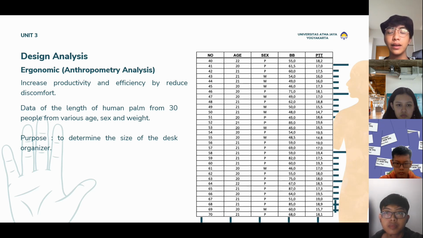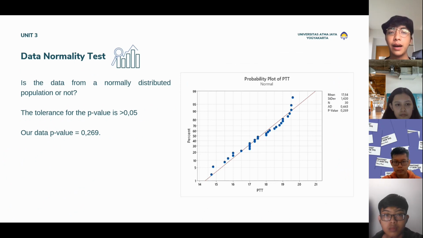So we rely on the size of the human palms from 30 different people of various age, sex, and weight. The purpose of this analysis is to determine the size of the desk organizer. Next. And then with the data we collect from the ergonomic analysis, we test it with the data normality test, and this is the data we got.